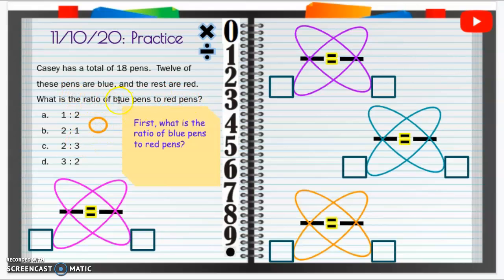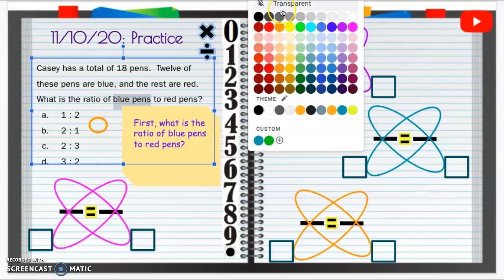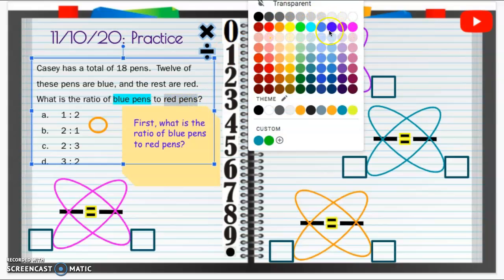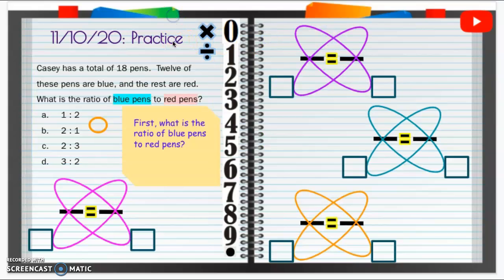So the first thing we need to do is figure out, okay, so we have blue pens. I'm going to highlight in blue. Red pens, and I'll highlight that in kind of like a pinkish red. Awesome. So blue pens, red pens. I'm actually going to use this circle here to show our ratios. Okay, so that's what we're comparing.